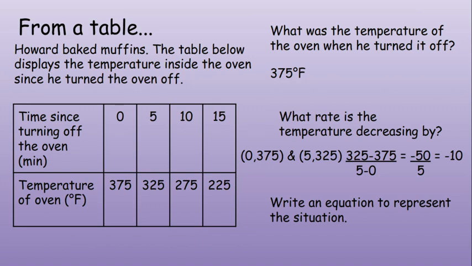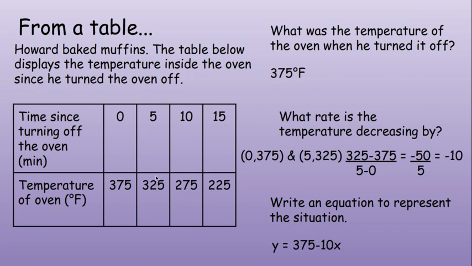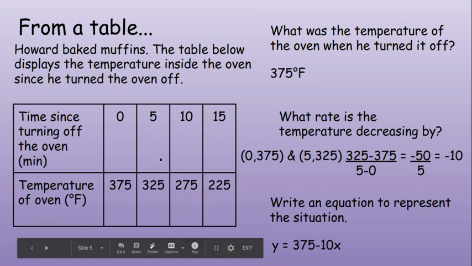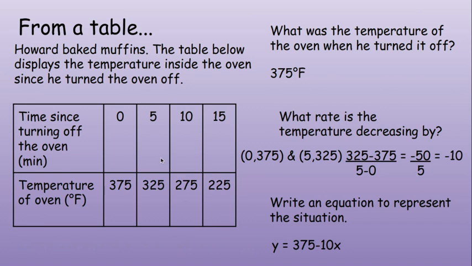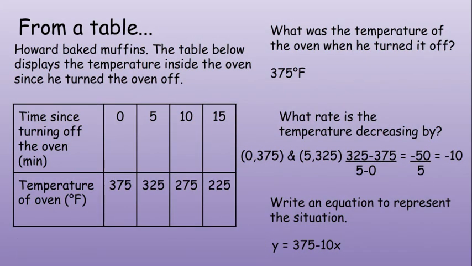Now we just have to take this information and write an equation to represent the situation. Very often when you have a decreasing rate, you're going to write that second. We're going to start with our y-intercept because that's where the temperature starts, and it's decreasing 10 degrees. This is per minute. I know our table is showing me in 5-minute increments, but our x value represents the number of minutes. So every 5 minutes is decreasing 50 degrees. Therefore, it's really decreasing 10 degrees every minute. So our function rule is y equals 375 minus 10x.